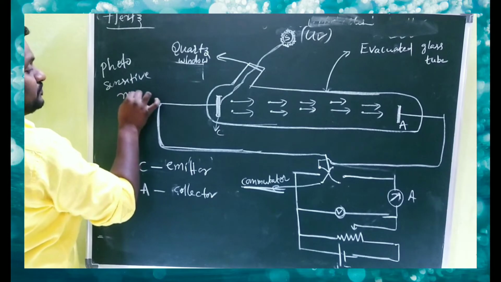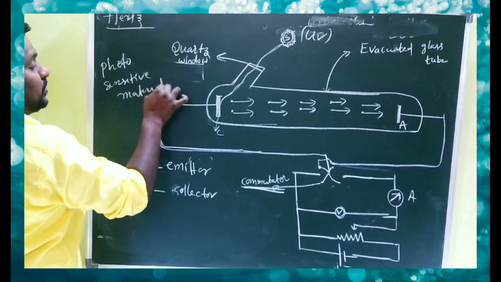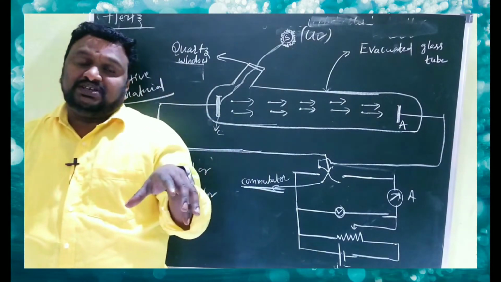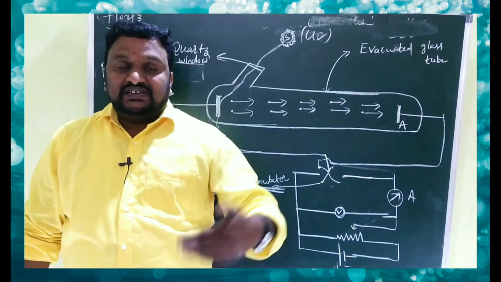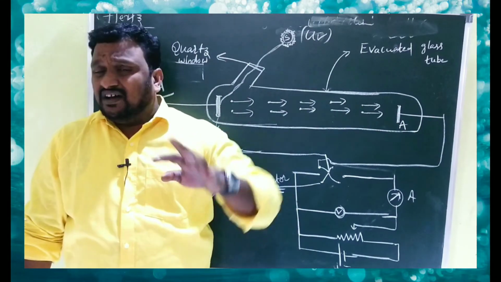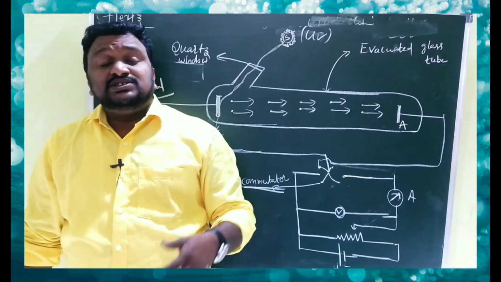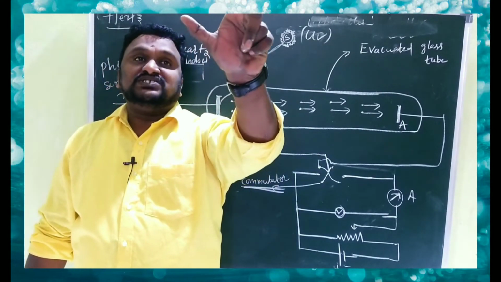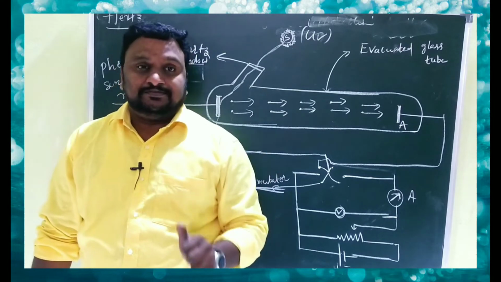Here, what is meant by photosensitive material? That should react to the light. When certain light is falling on the materials, they will make some scintillations, or they can release some particles. Those are called photosensitive. They react to the light.